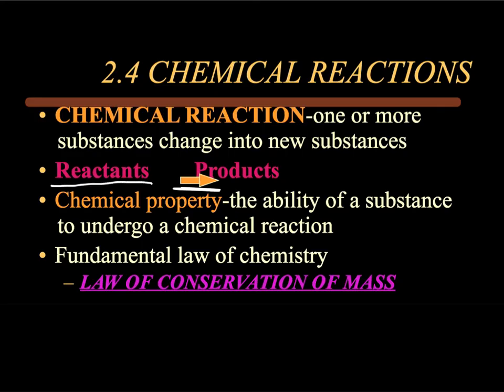You have reactants on the left side of the arrow, products on the right. Okay, so that's your generic form of a chemical reaction. So you should remember that. Reactants are always on the left, products are always on the right-hand side of the arrow.